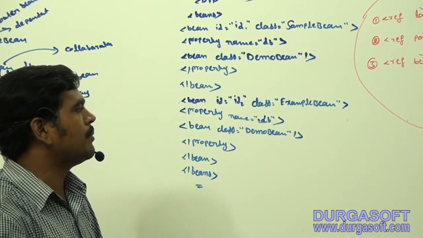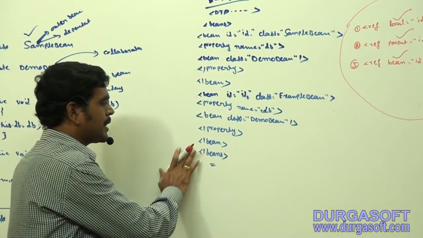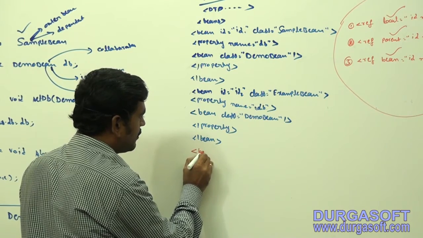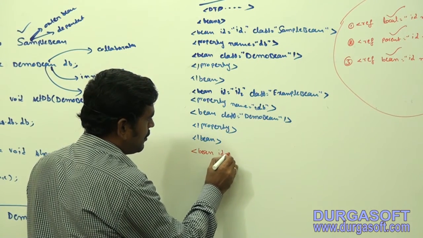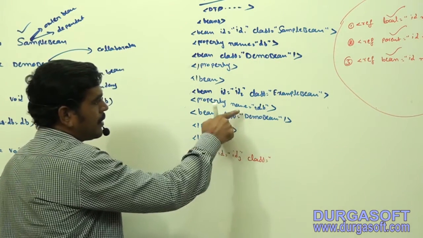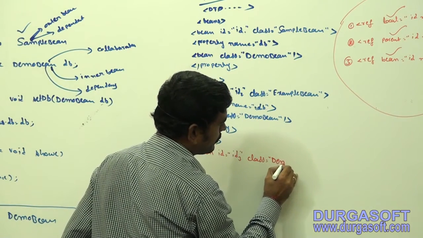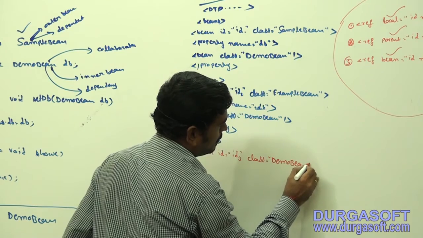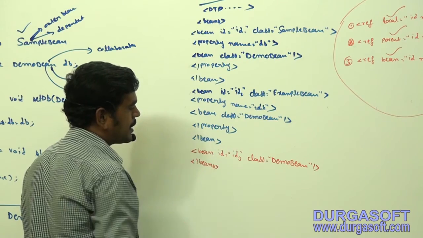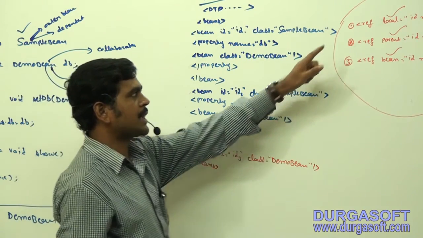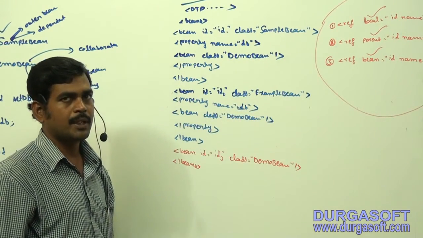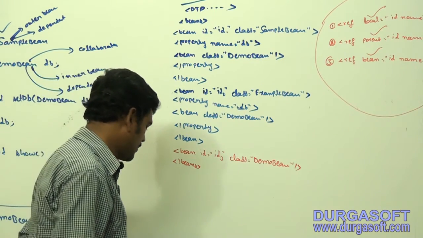How to resolve that problem? First of all, we configure the inner bean separately. Bean id is equal to id3, class is equal to demo bean. After that, close the bean. Then using this ref XML element, we can place this demo bean inside the sample bean as well as inside the example bean. We will see how we can place it here.